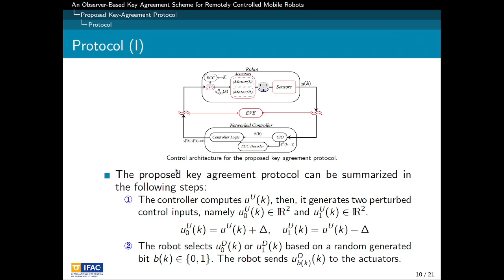After that, the controller will send both control inputs to the robot, and the robot selects one of them randomly based on a randomly generated bit at each time step. After selecting the control input, the robot sends the selected control input to the actuators.